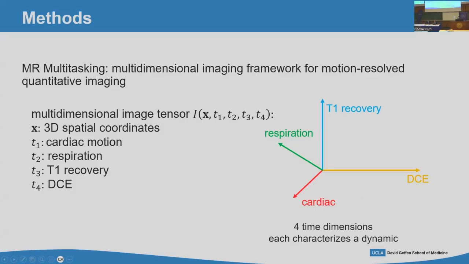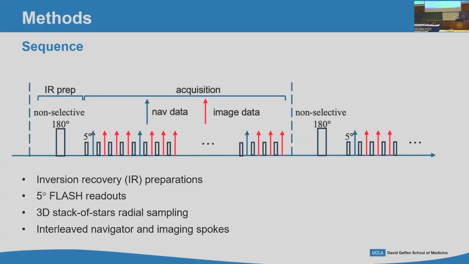So we use multitasking to reconstruct a multi-dimensional image tensor. In this case, we have 4 time dimensions characterizing cardiac motion, respiration, T1 recovery, and DCE. So we can achieve motion resolved, dynamic T1 mapping. So this is our sequence. We use inversion recovery preparations, followed by 5-degree FLASH readouts. It's a 3D stack-of-stars radial sampling, and we have interleaved navigators and imaging spokes.